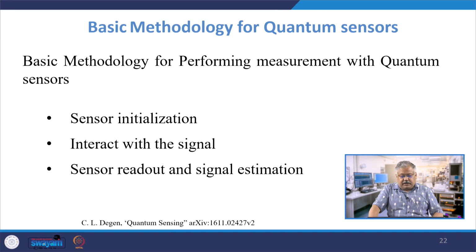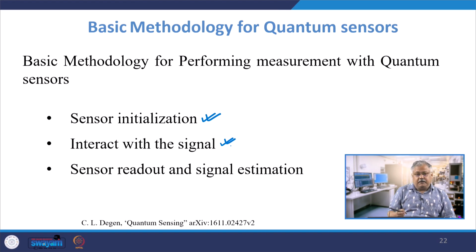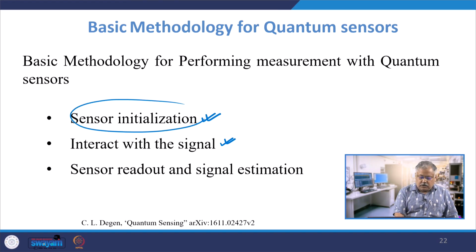Now, what are the basic methodologies for quantum sensing? First, as I told you, the 3 steps. The first is sensor initialization: I need to initialize my sensor properly. Then it needs to interact with the signal, and please keep in mind that this should be done without changing the state of the system. Once you have interacted, the sensor readout and signal estimation needs to be done on the output side.